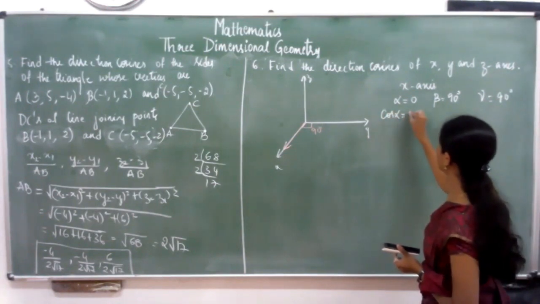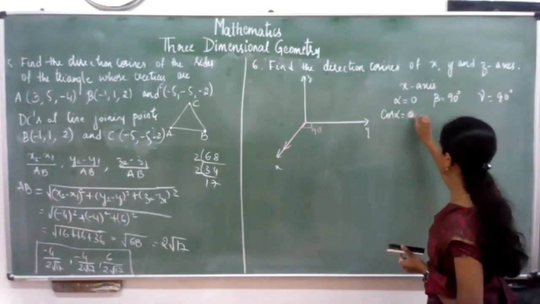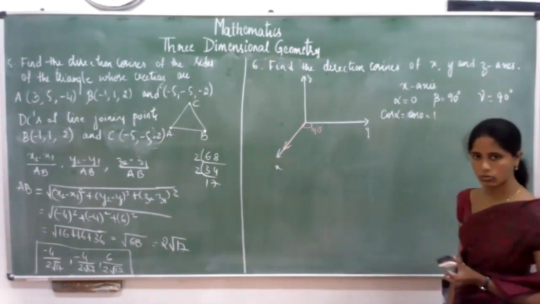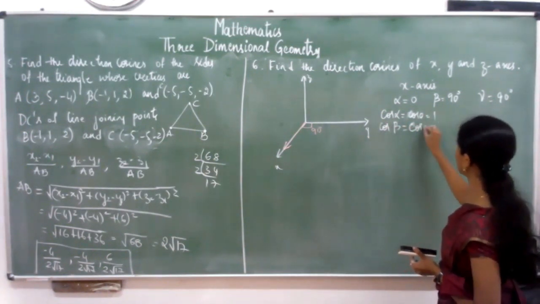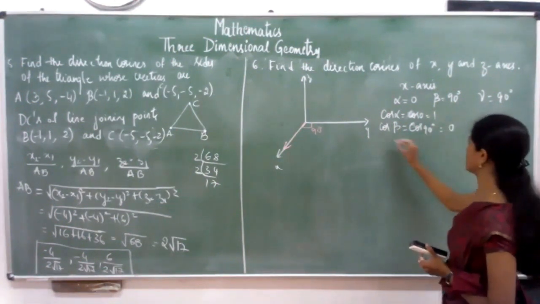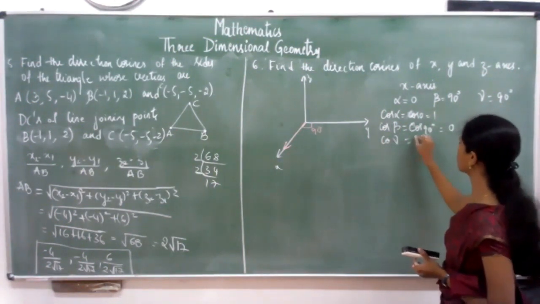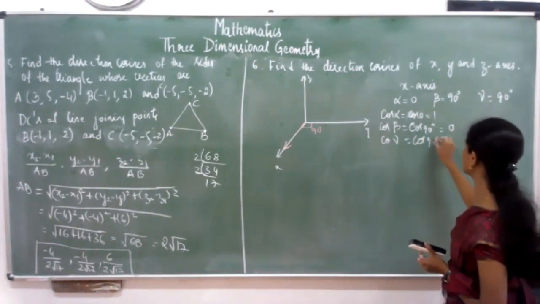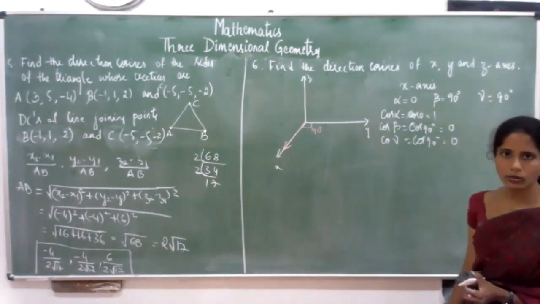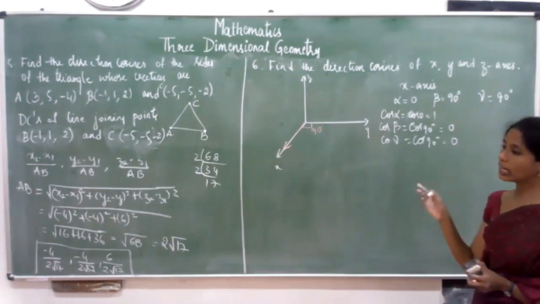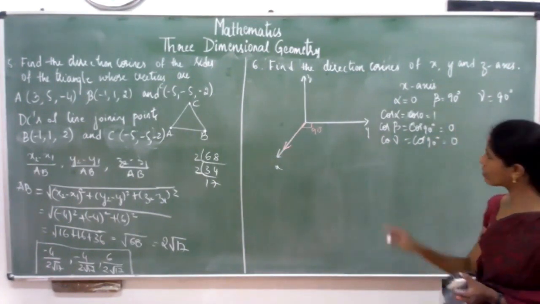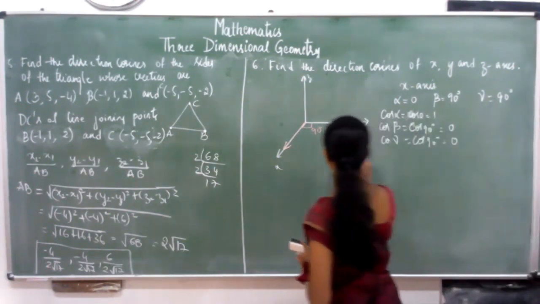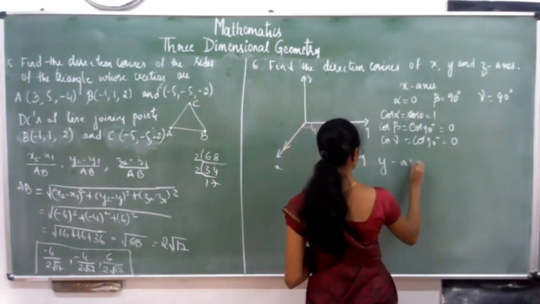Therefore, cos alpha, which is cos 0, and cos 0 we know is 1. Cos beta, which is cos of 90 degree, is 0, and cos gamma, again cos 90 degree, is again equal to 0. That is, the direction cosine of x-axis is 1, 0, 0. Similarly, now can you easily tell what is the direction cosine for y-axis?